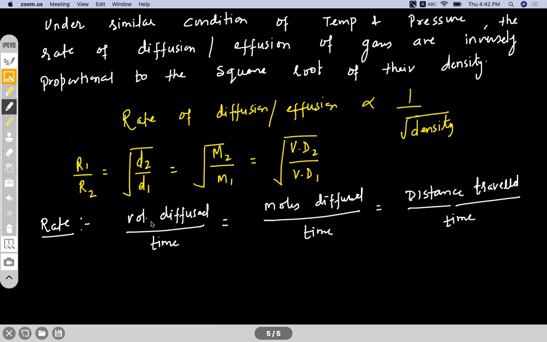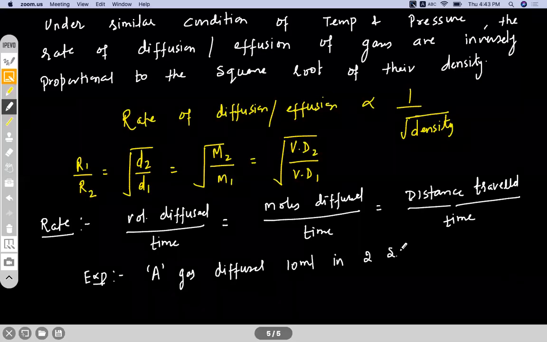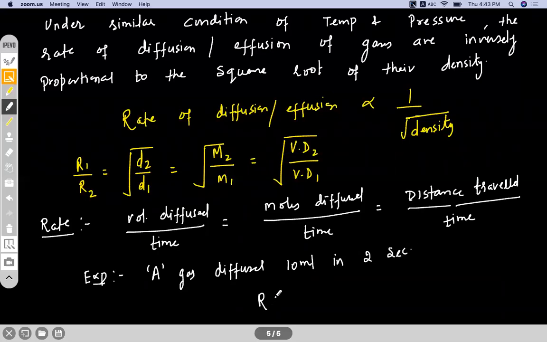For a given gas, we say, for example, gas A diffuses 10 ml in 2 seconds. So what is the rate for this gas? The volume diffused divided by time, that is, it diffuses 5 milliliter per second. That is the rate of this gas. And this rate we can relate with any one of these relations, whatever is required.